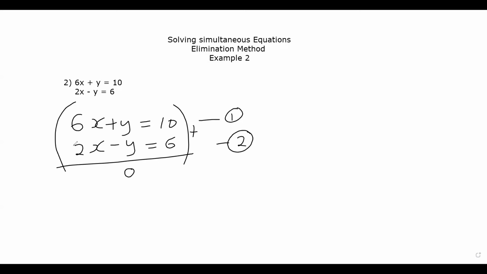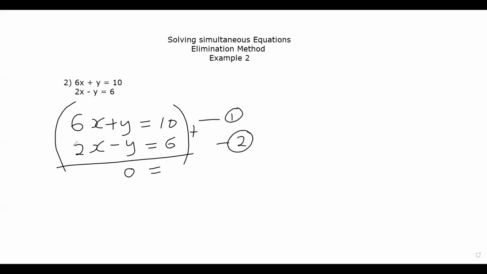Notice y plus negative y. This is negative y, and we know that when we have a positive sign and a negative sign, this evaluates to a negative sign. So it will be y minus y, which gives you 0, and therefore we've been able to eliminate y. Remember, elimination method. We've eliminated y by just adding the whole of the equations.